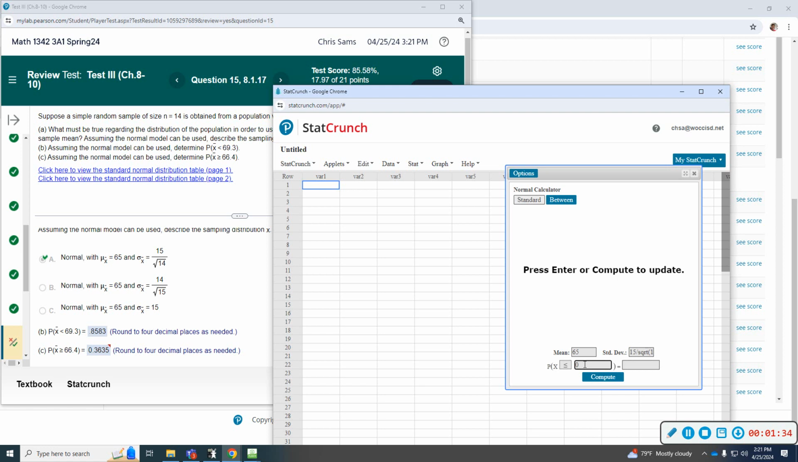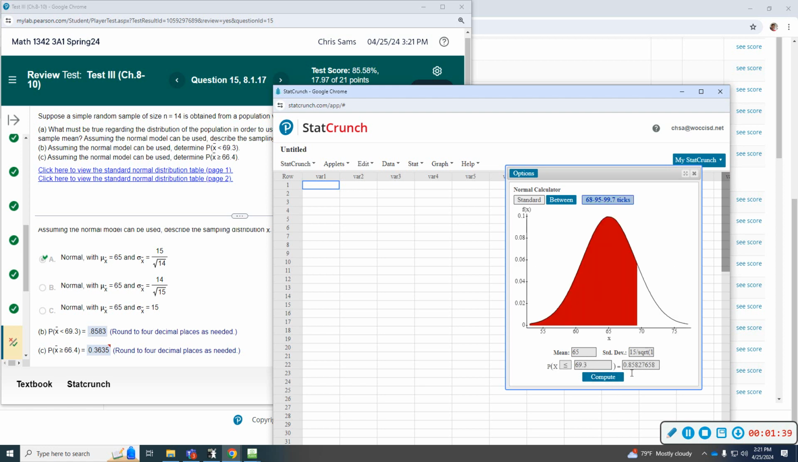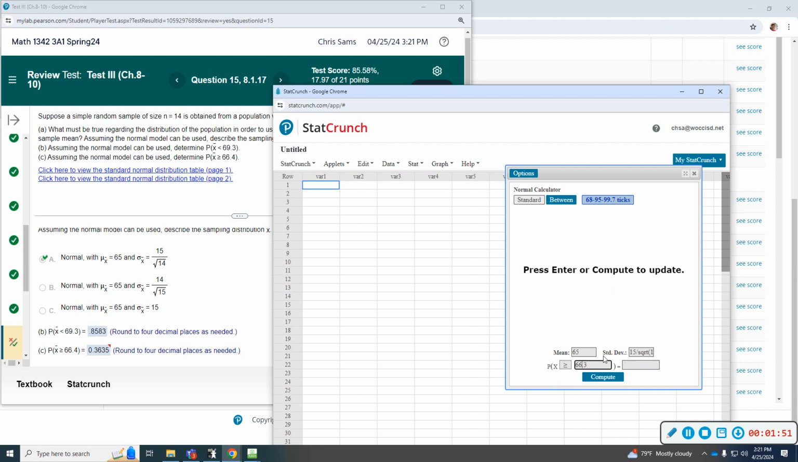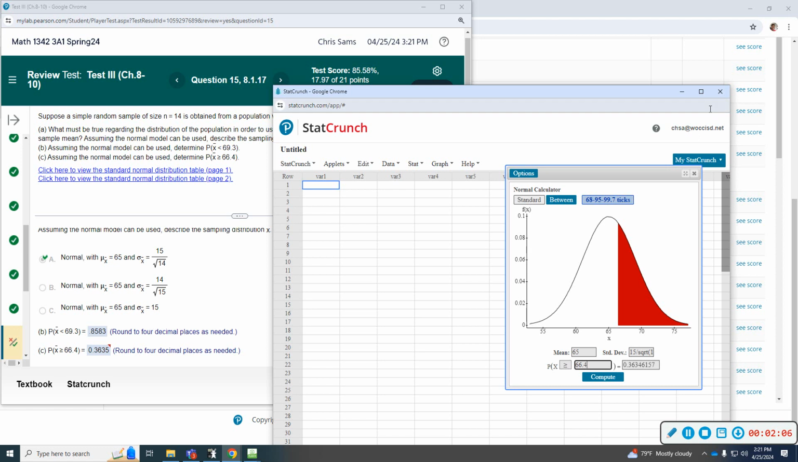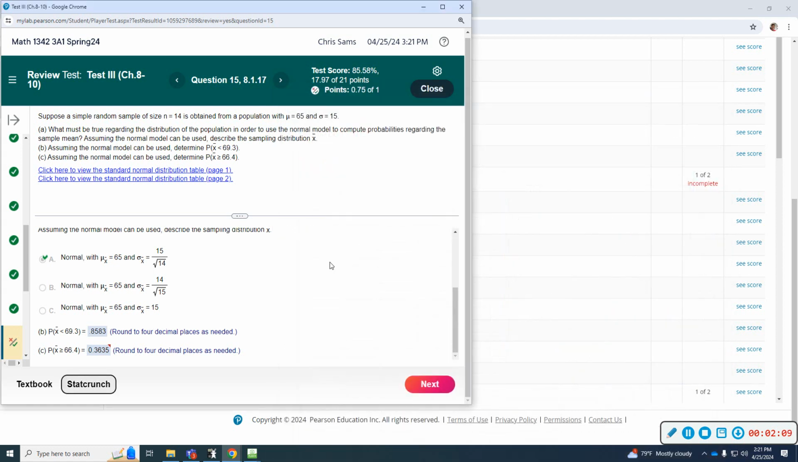So if I do less than 69.3, just confirming we get that right number, we got 0.8583, which is good. And then we want to do greater than 66.4. So we're going to change this to greater than 66.4. And yes, we get 0.3635. So I'm not really sure what happened. We have to go back and look at the video, but that's something that we can do. So just have to look at the video, or maybe we typed in something wrong.